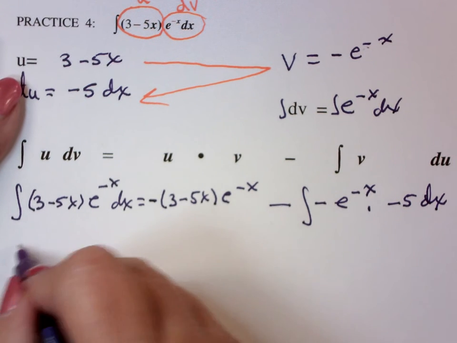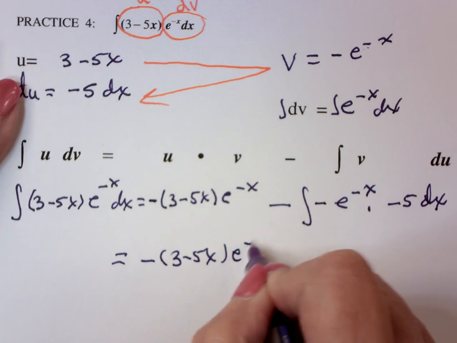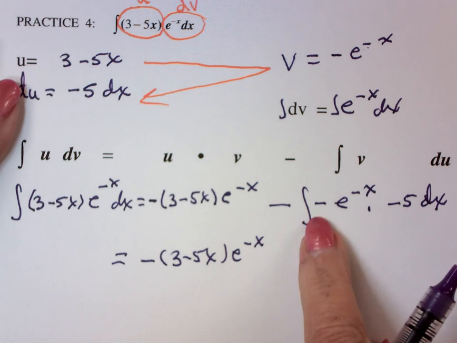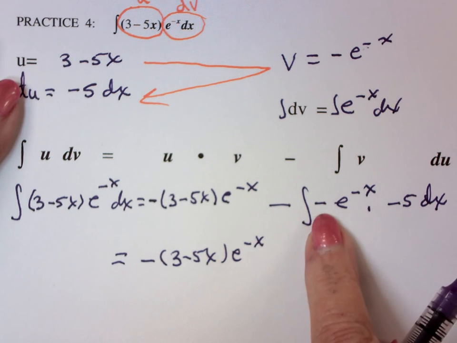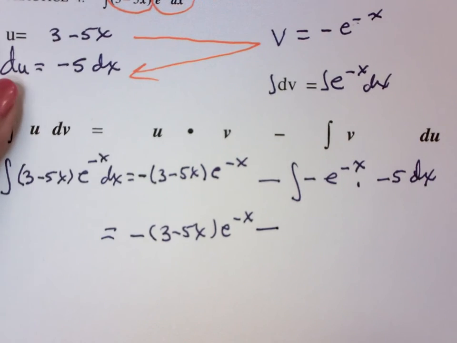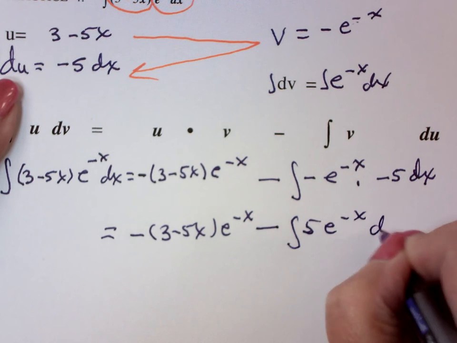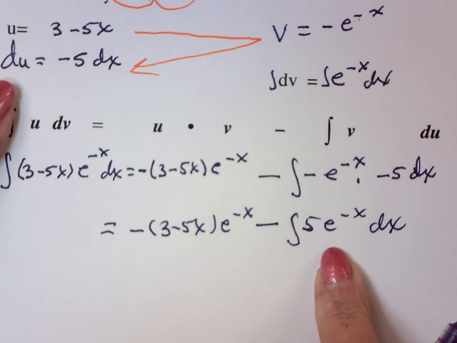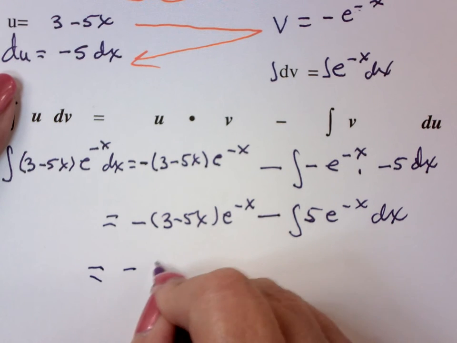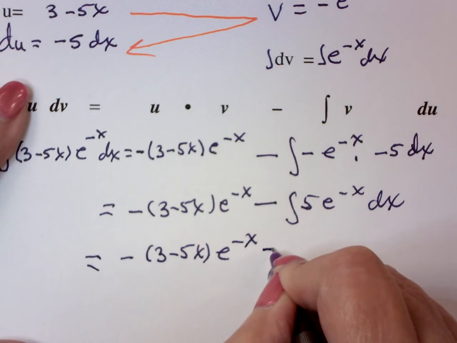Yeah. This then becomes minus 3 minus 5x e to the minus x. Now you could say minus and a minus is a plus, but I've got a minus, and a minus. This minus and a minus forms a plus, and so I'm still going to have a minus. And the integral of 5 e to the minus x dx, that's integrable, because we've already done it. So this becomes minus 3 minus 5x e to the minus x minus 5.